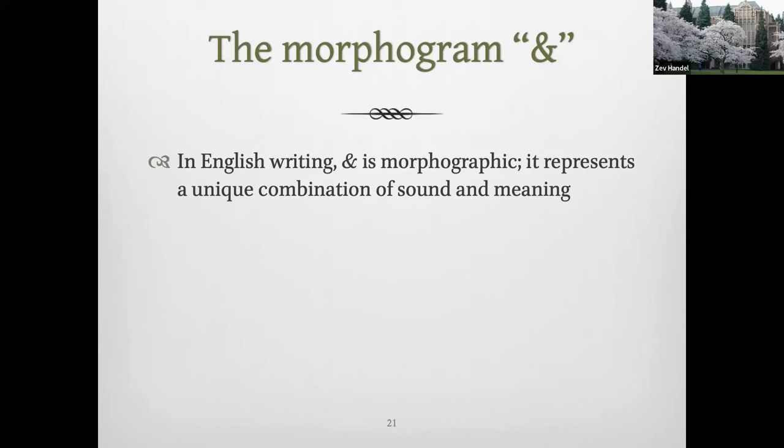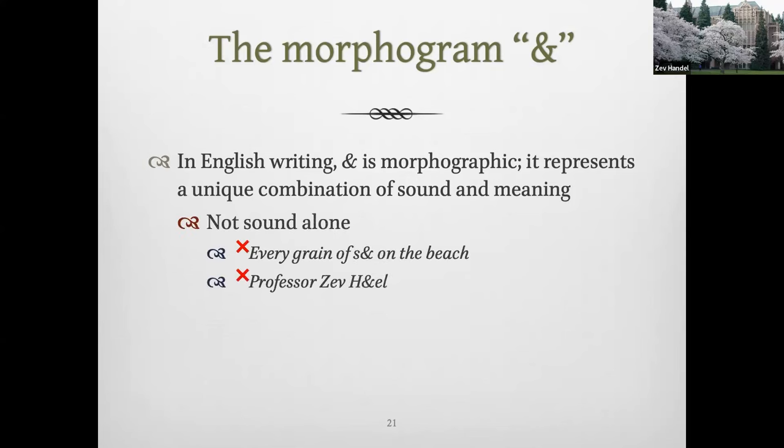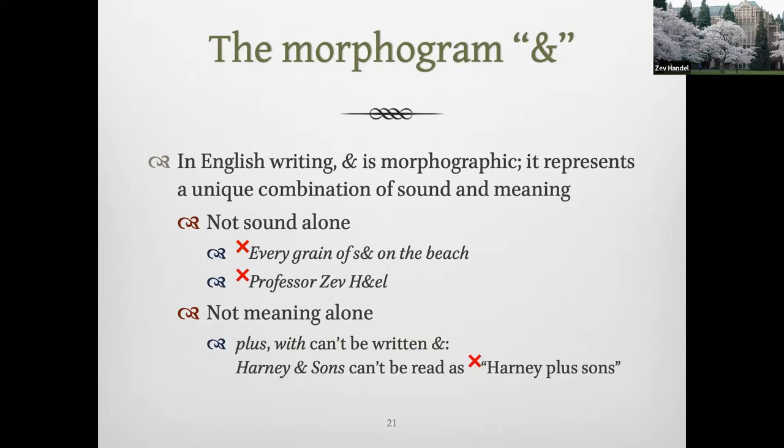It does not represent the sound sequence "and," because if it did, I could use it to write the word sand or my name Handel, but we don't. We don't use it that way. And if it just meant "and" with no particular pronunciation, then I could read this as Harney plus Sons, but I can't. That only means and only writes the particular word with a particular pronunciation "and." That's a morphogram. That's what Chinese characters do.